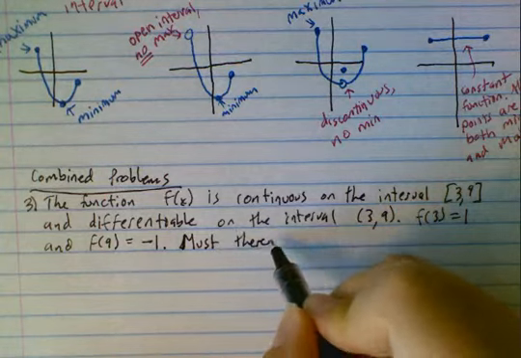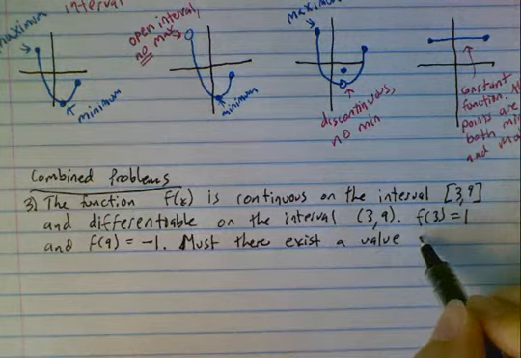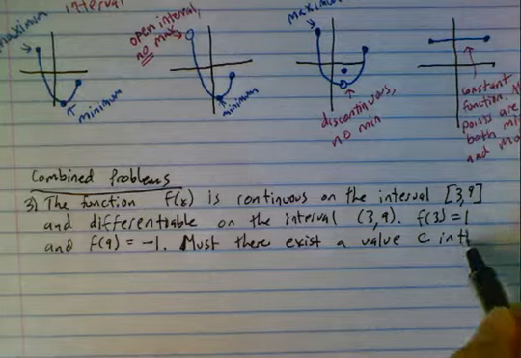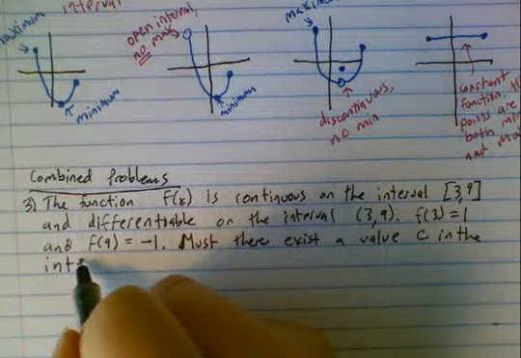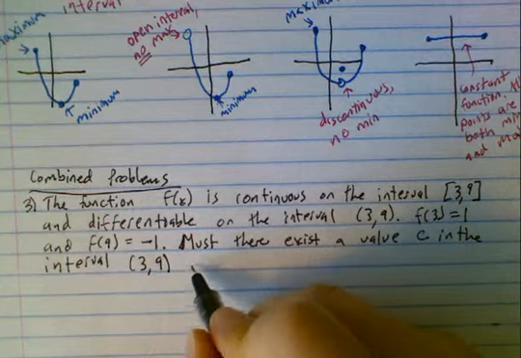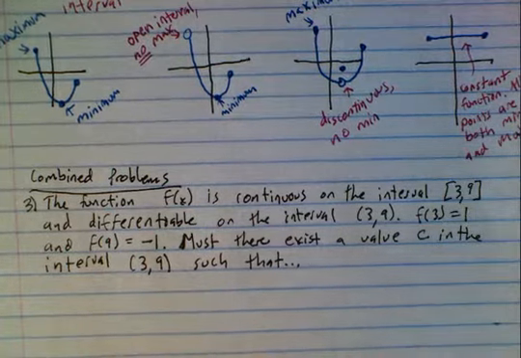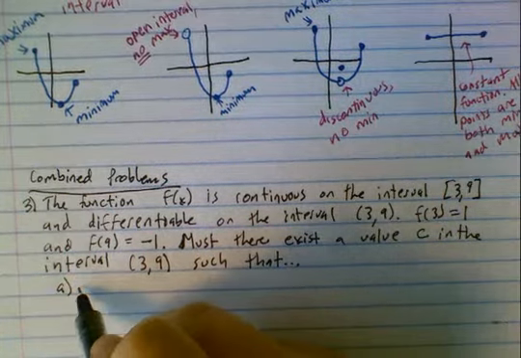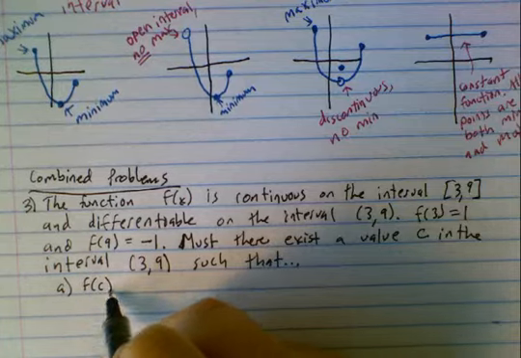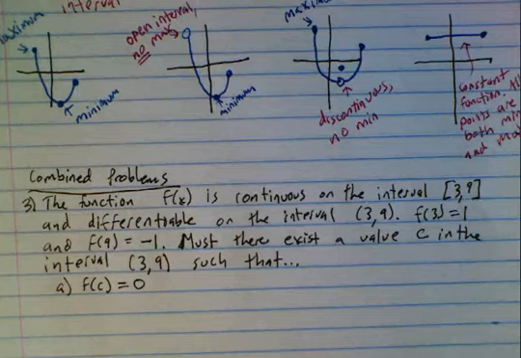Must there exist a value c in the interval 3, 9 such that each of the following are true. So for the first problem, we're going to look at f of c equals 0. Does this have to be true? So pause the video for a second, look back at your notes, think about that, and start the video again when you have your answer.